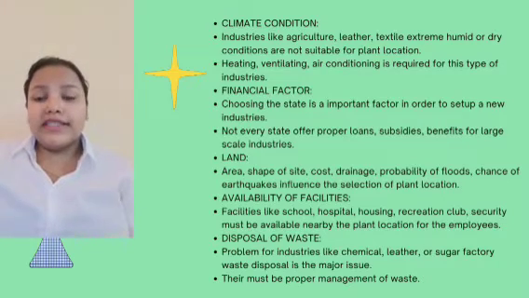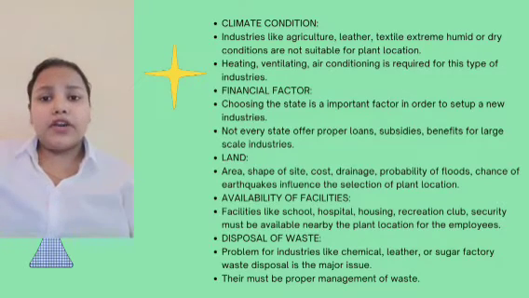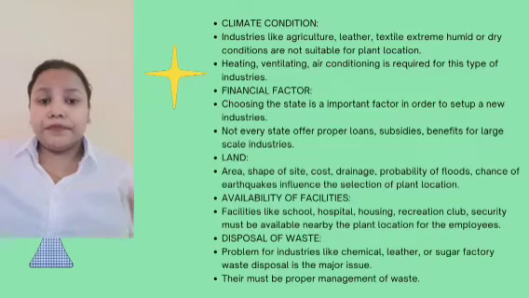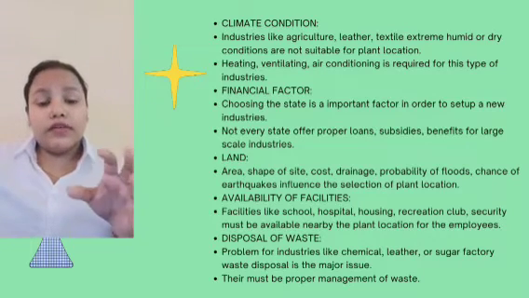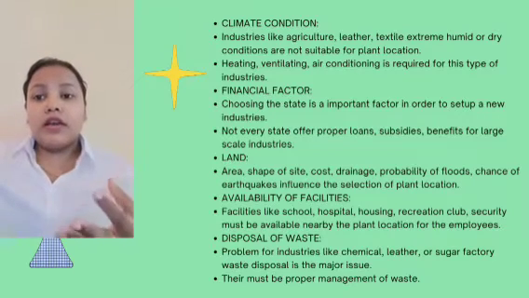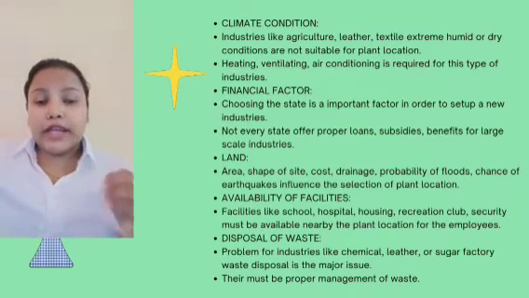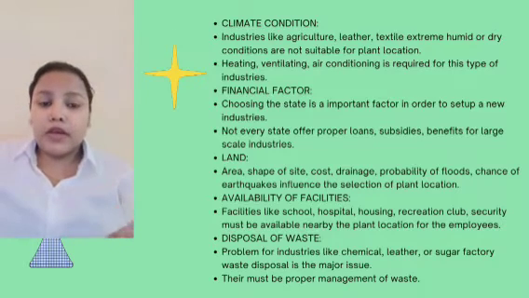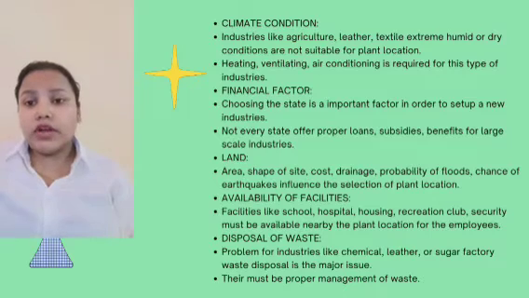Then the next point is land: area, space of the site, cost, drainage, probability of flood, and chances of earthquake influence the selection of plant location. We have to include all these things while selecting a proper plant location, because natural calamities, drainage problems, cost problems, or the shape of the site can all affect our manufacturing industry.